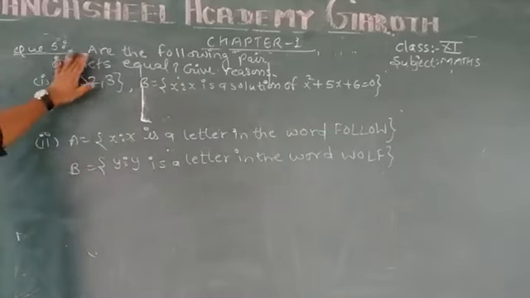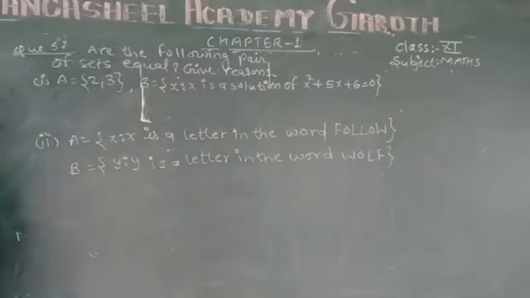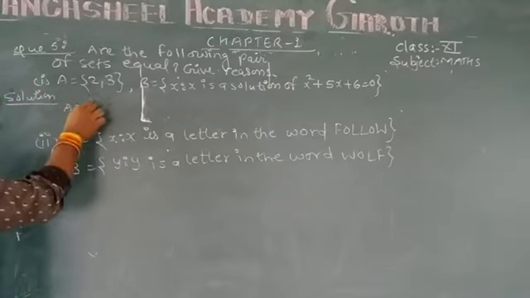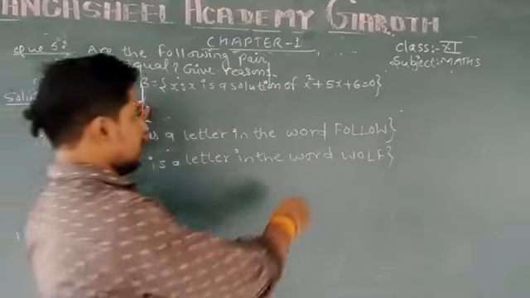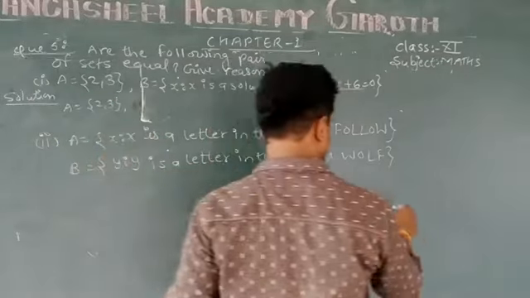In question number 5, are the following pairs of sets equal? Give the reason. क्या ये दोनों pair equal है? Solution. First का solution हम देख रहे हैं. A contains 2, 3, whereas B is an equation. Solution of the given equation.